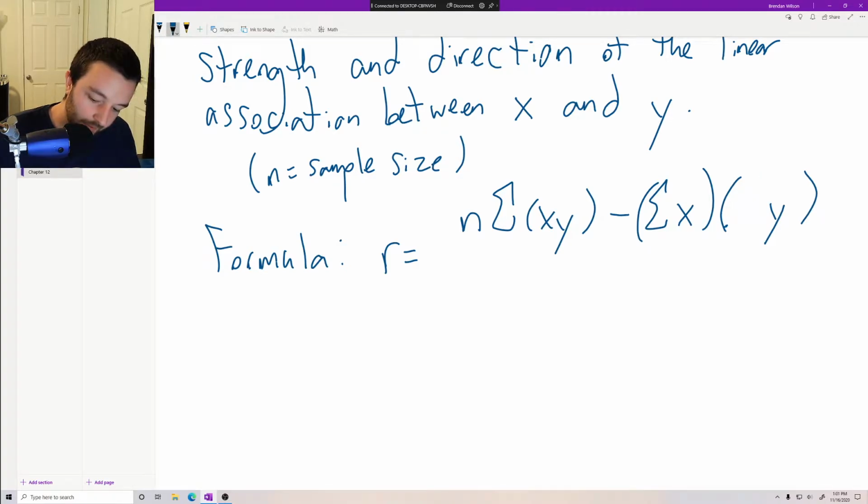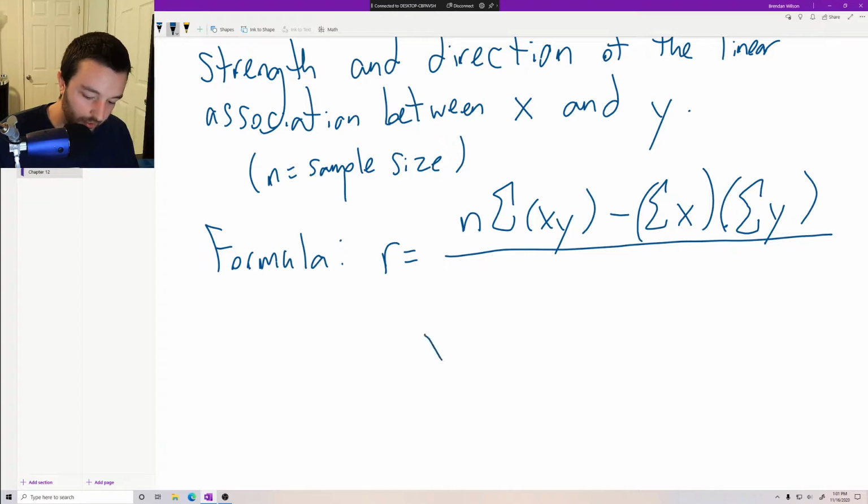Let me write this a little better. Remember, these capital sigmas just mean to add them up. This is the other order. Here we multiply the X and Y's first and then add them together. Okay. So that's the numerator.